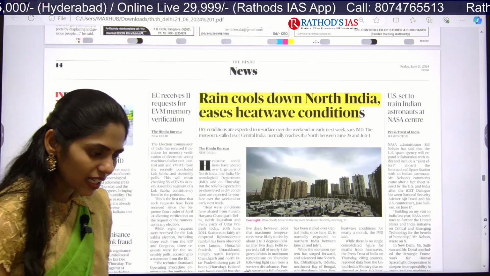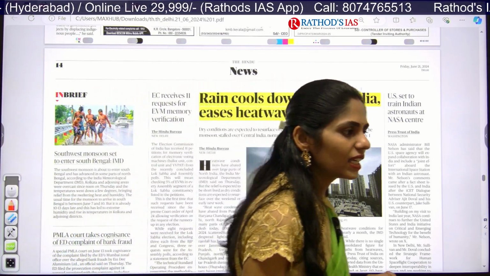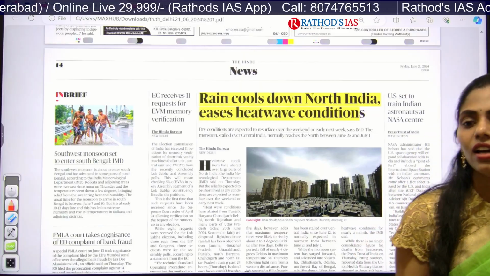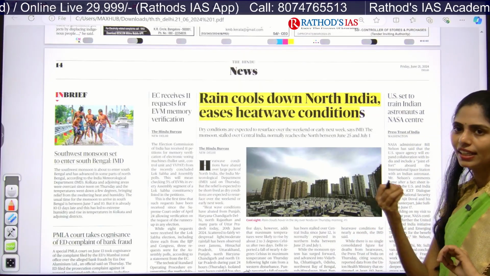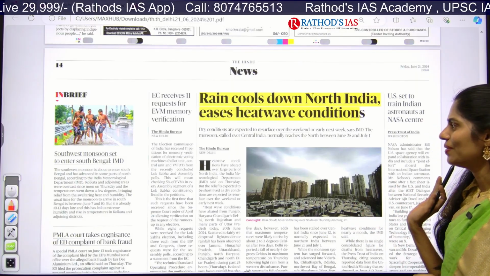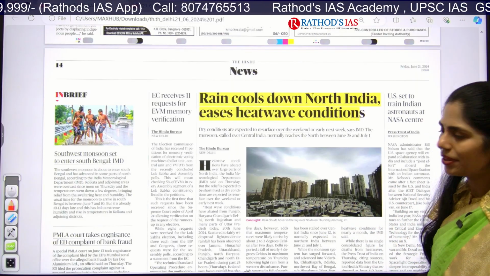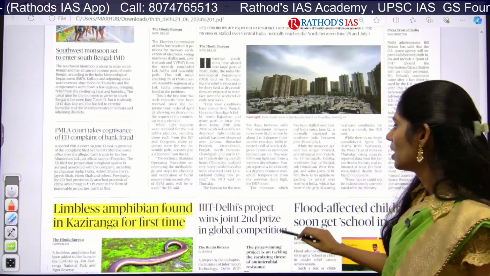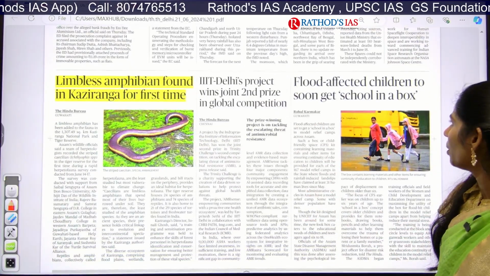So here you can see: rain cools down North India, eases heat wave conditions. In yesterday's article itself we studied that there is an increase of heat waves in North India. In North India we are declaring this heat wave as a natural disaster, and now the monsoon came and it is easing the problem they are facing.